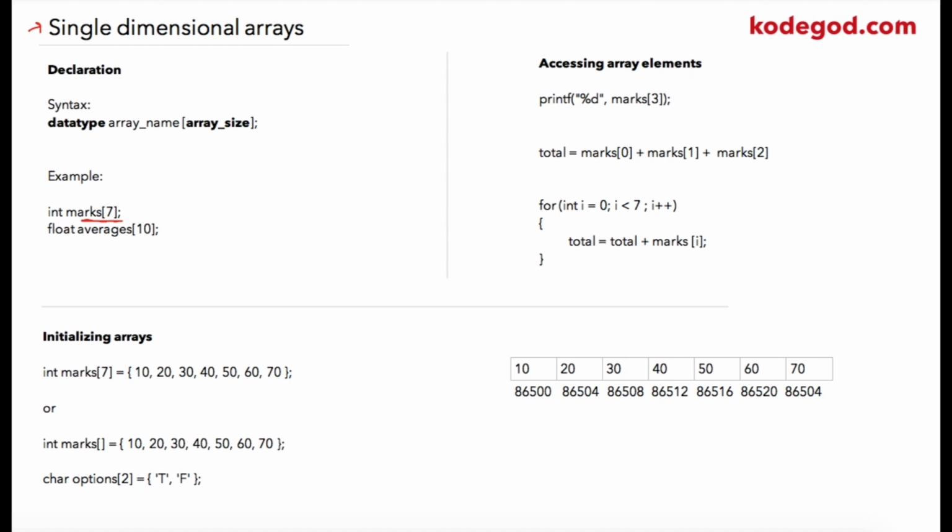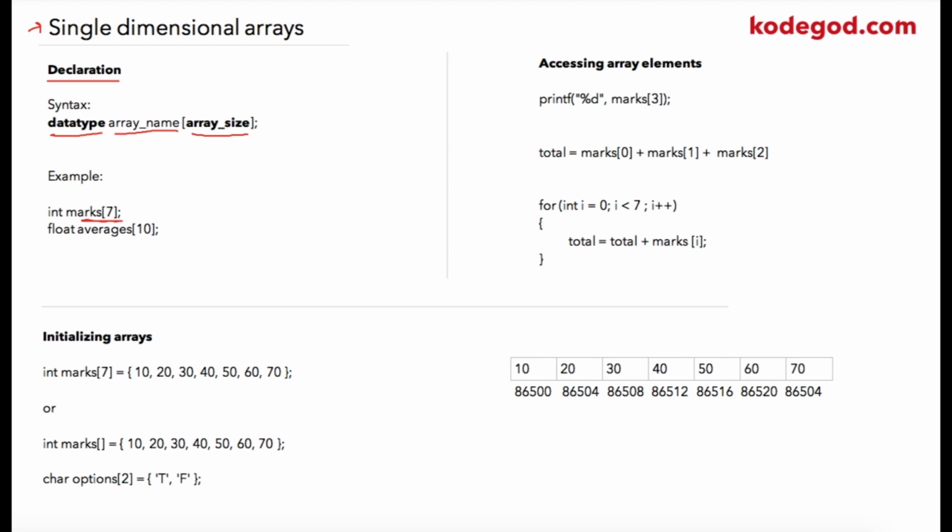So let us first check how we can declare arrays. So syntax is like this. You need to specify your data type like int, float or char. Then you need to add your variable name. So all the standard rules which apply to declare a variable will also be applicable to declare array names. And then inside of square bracket, you need to specify array size.